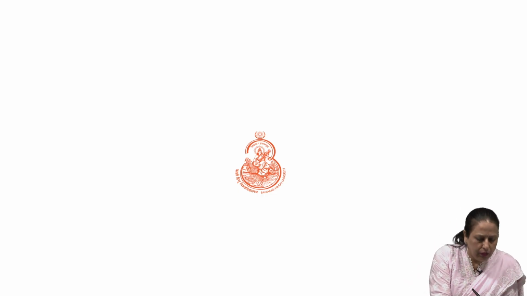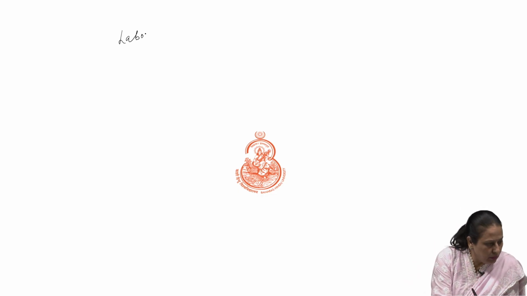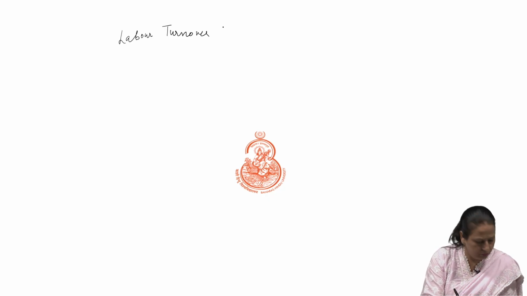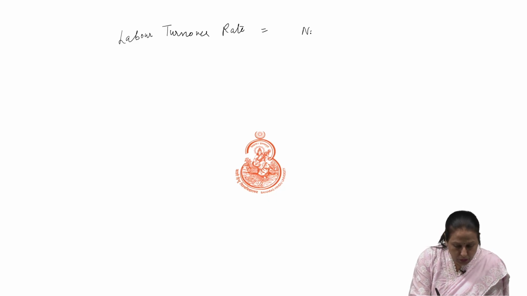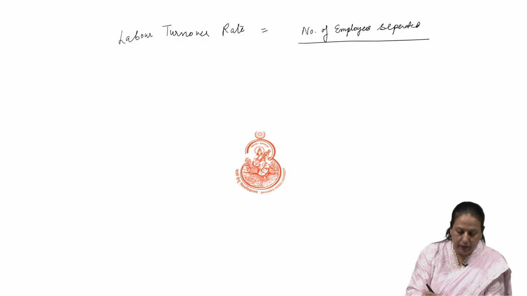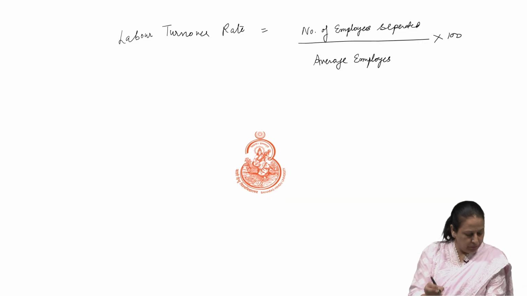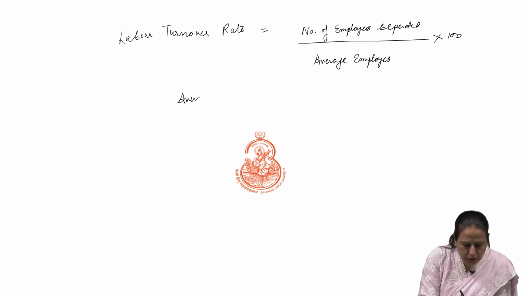So, first we write down the method. Labor turnover rate is equal to the number of employees separated, to be divided by the average employees in an organization, multiplied by 100.